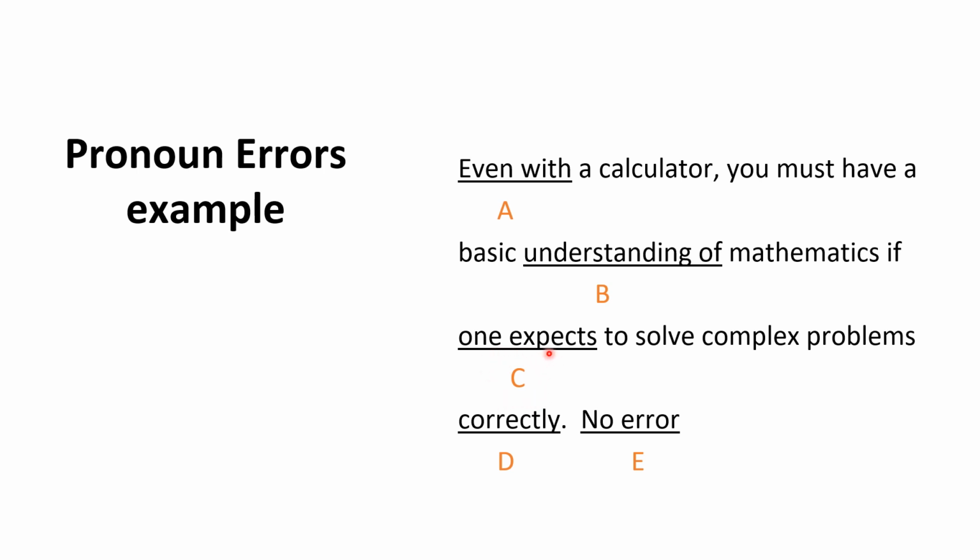Here is the answer. The answer is letter C because of "you." Here, we have a pronoun. And what type of pronoun is this? This is a second person pronoun. What about "one"? One is a third person pronoun. There is inconsistency. Inconsistency in what? Point of view. Ito yung tinatawag na shift in point of view.